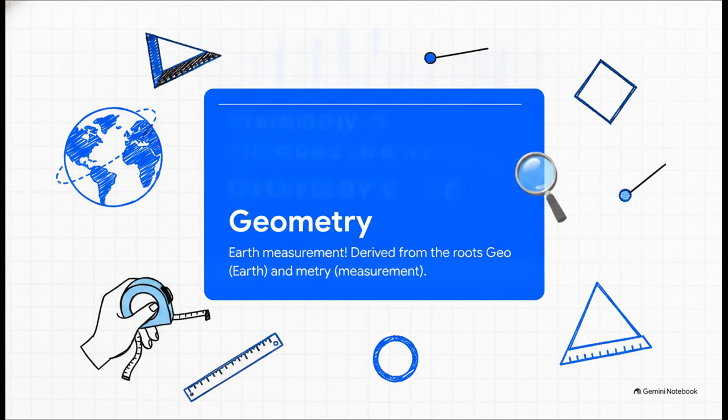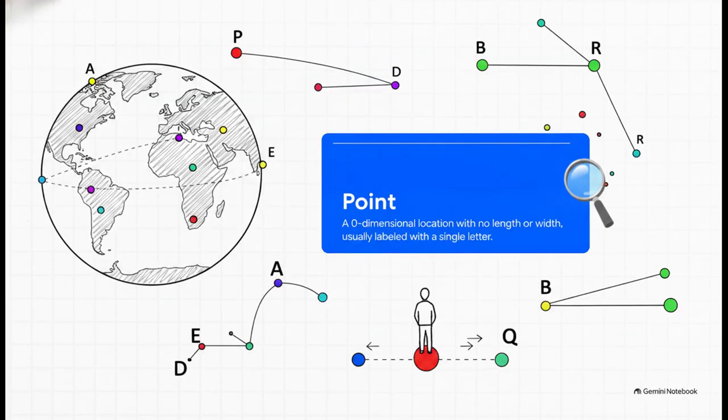It's this massive, sweeping subject that dictates all the shapes and spaces around us. But to measure the Earth, we've got to start incredibly small. The absolute simplest concept in the whole geometric universe is the point. It's simply a location. That's it. It has no length, no width, absolutely no height. It is strictly 0-dimensional. Think about it.